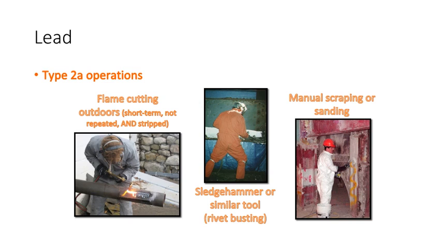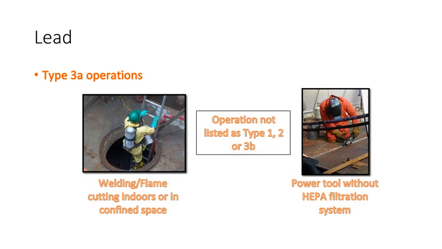There are also Type 2B operations, which only include spray application of lead-containing coatings. This is not something we expect to encounter in our work. In Type 3A operations, welding or high-temperature cutting of lead-containing coatings or materials indoors or in a confined space. Burning of a surface containing lead. Dry removal of lead-containing mortar using an electric or pneumatic cutting device.